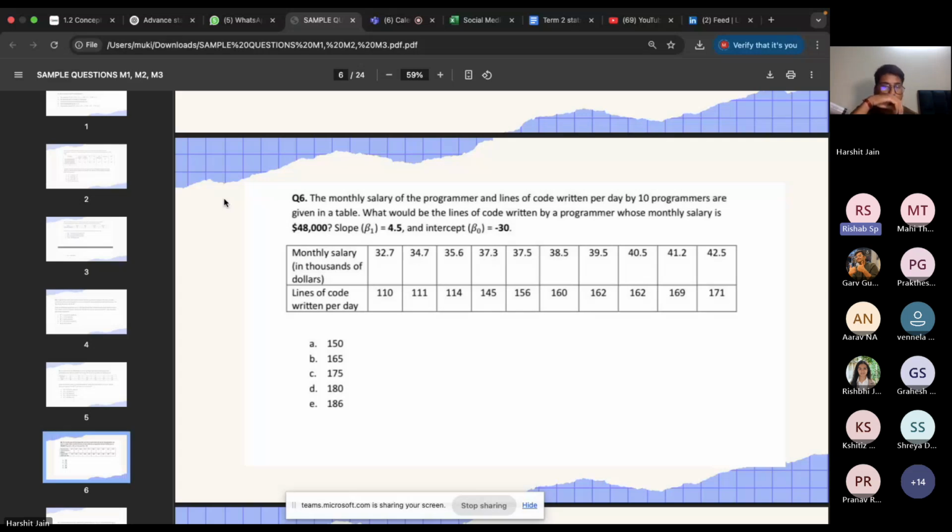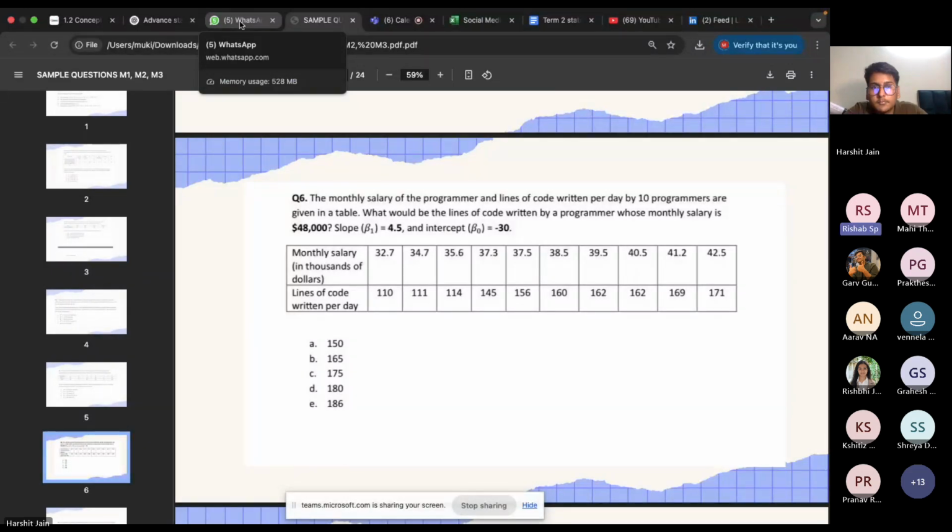So basically we have all the values. The important thing is what we should predict. We should predict the lines of code written. So our y, or what we have to find, is lines of code written. What is our x here? Our x, the independent variable, is the salary, right? So simply you do minus 30 plus 4.5 into 48. So you will get the value as, I think, 186, right?